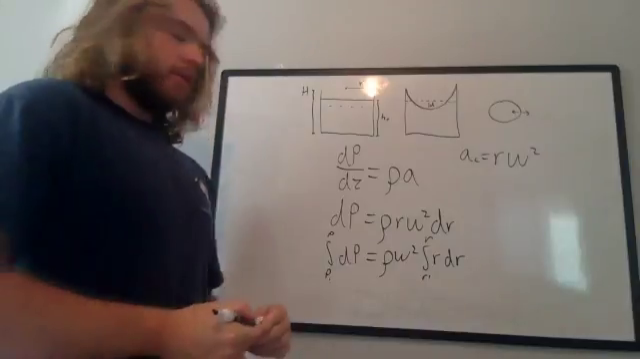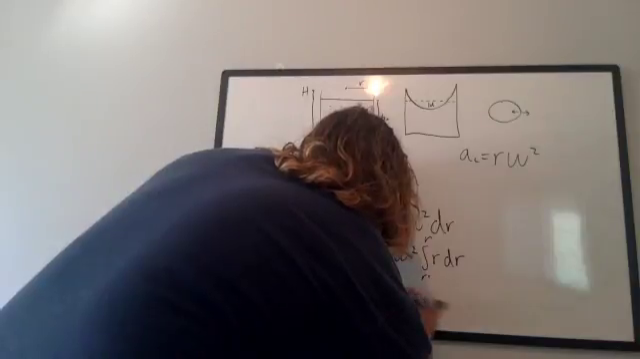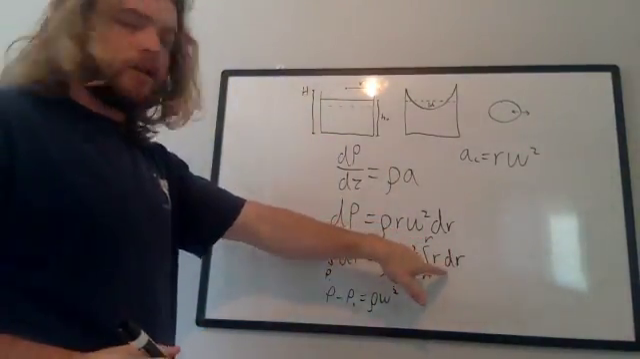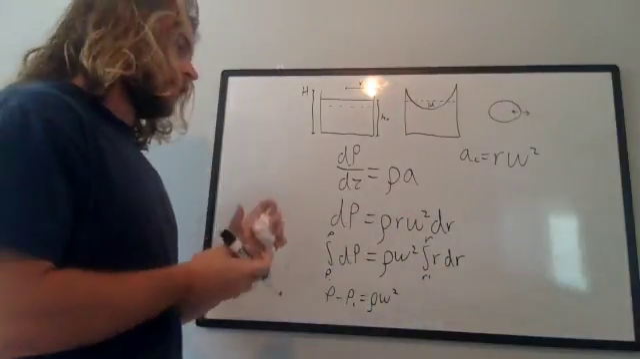And we'll go ahead and figure out this integration right now. This is going to be P minus P1 is equal to rho w squared, right? And then this is just a really simple integration. This is going to be 1/2 times r minus r1 squared. So we'll go ahead and do that.